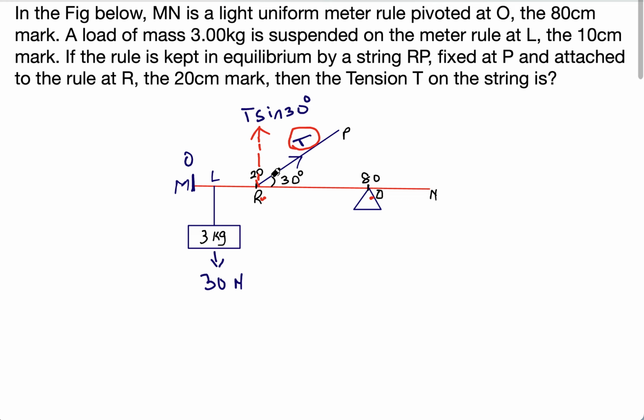I'm going to ignore this other component because I need the vertical component. The next thing I'm going to do is inspect how many forces are acting here. Because they've already said that this is a light uniform meter rule, we ignore the actual weight of the meter rule. There are two forces acting here: this 30 newtons acting downward, and T sine 30 degrees acting upward. Of course, at the pivot, which I will talk about later in another video, there's always a force acting upward, but we don't need that since we are taking our moment about this pivot.